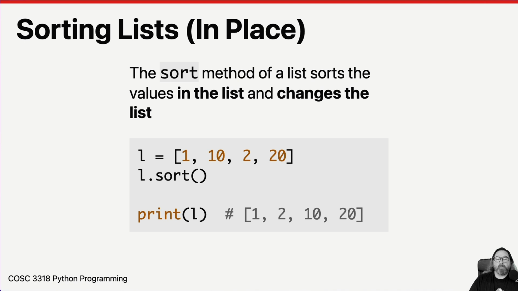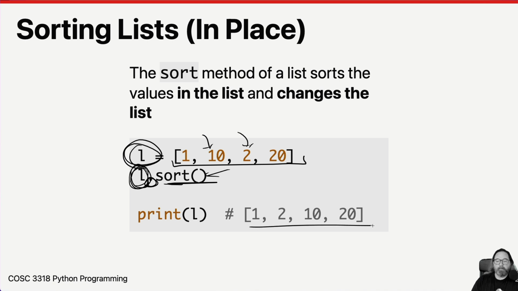Another thing that we do quite often, for real, is sorting things. Computer scientists love to sort things. So in this case, we have a list, 1, 10, 2, and 20. If I want to take this list and sort it in place, which means it's actually going to change the list, and afterwards it's going to be forever different, I can say that variable name dot sort. I can say, hey, run the sort method on this list. And then afterwards, it'll be sorted.